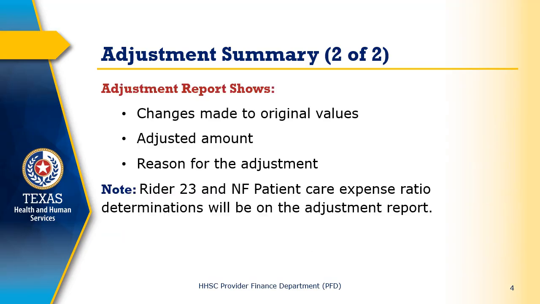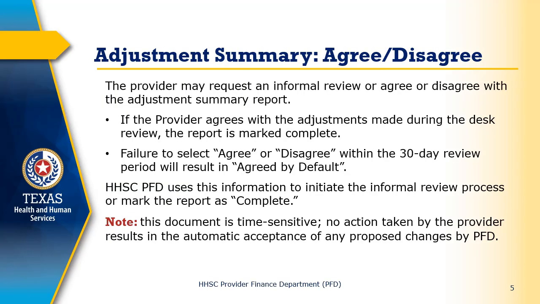The adjustment report shows changes to original values, adjusted amount, and the reason for the adjustment. Remember, the provider has 30 days to review the adjustments. If not, you will agree by default. If the adjustments raise any concerns, PFD recommends that the provider submit an informal review within the 30-day review period to help clarify or remedy any issues with the financial examiner. It should be noted that Rider 23 and NF patient care expense ratio determinations will be on the adjustment report.